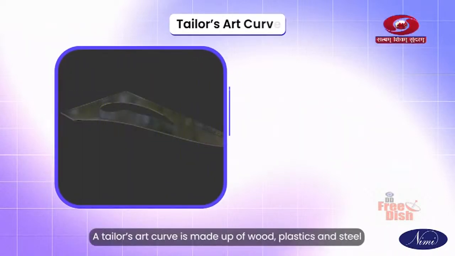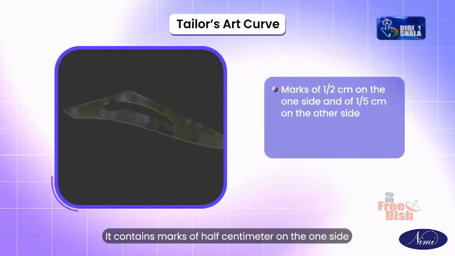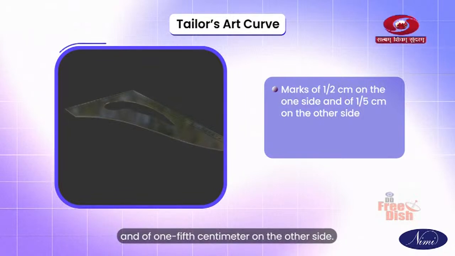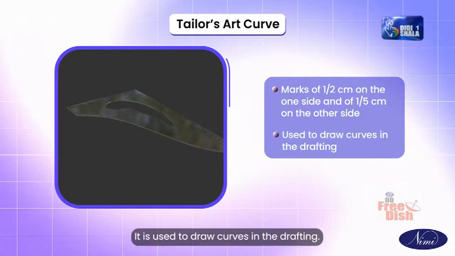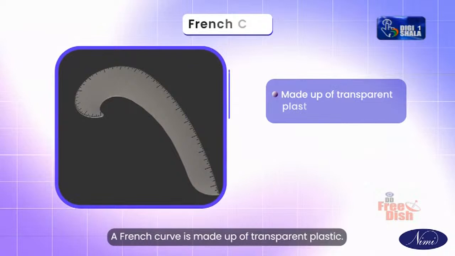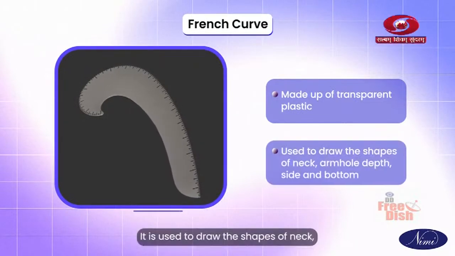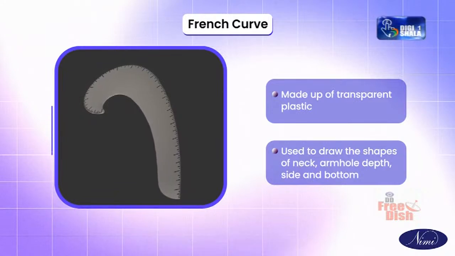A tailor's art curve is made up of wood, plastics, and steel. It contains marks of ½ centimeter on the one side and of the 1/5 centimeter on the other side. It is used to draw curves in the drafting. A French curve is made up of transparent plastic. It is used to draw the shapes of neck, armhole depth, side, and bottom.